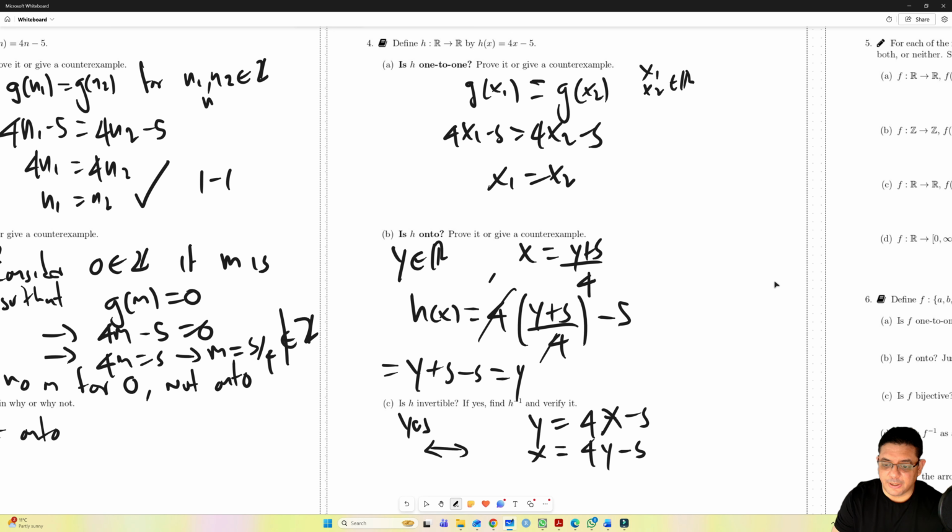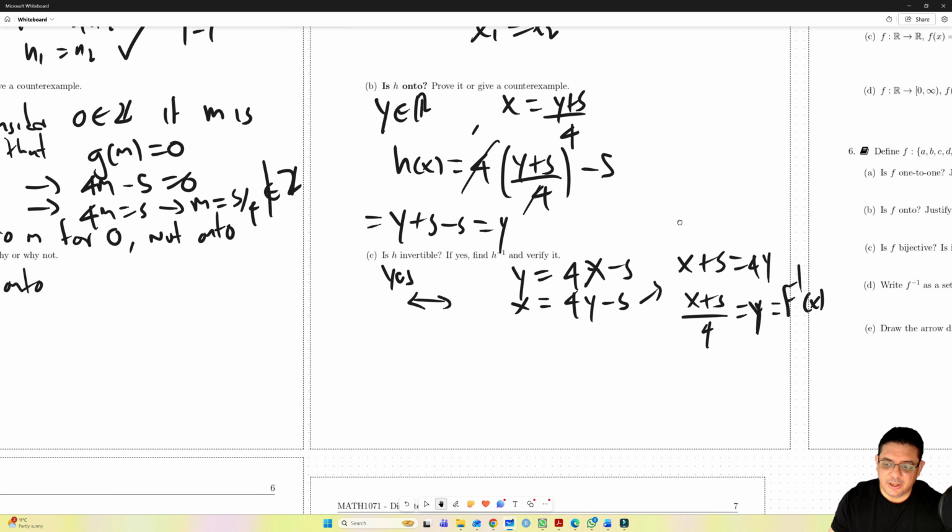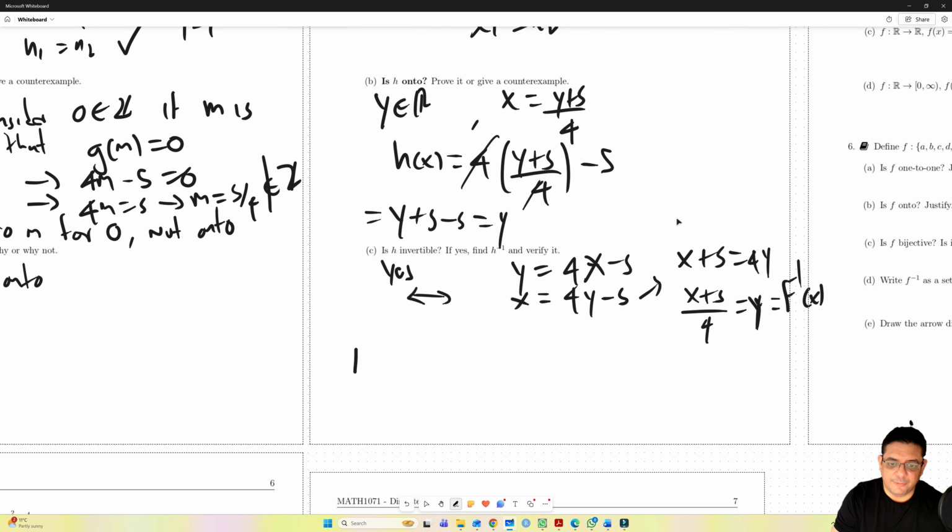And I'm going to solve for y. If I solve for y, I get x plus 5 equals 4y, or (x plus 5) over 4 equals y. And this is just going to be my f inverse of x. I just found the opposite function here. Now, you can verify that f inverse compose f equals x, and you can verify that f compose f inverse of x is equal to x.